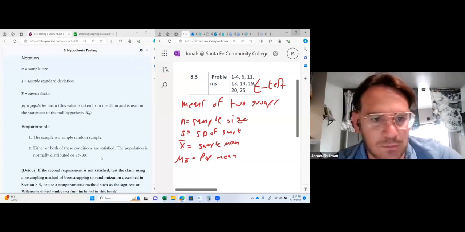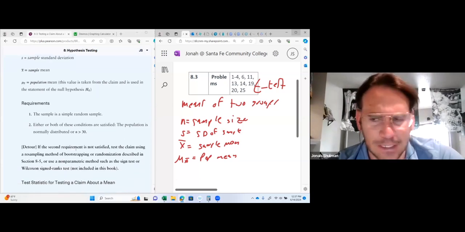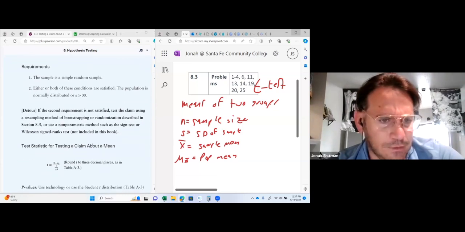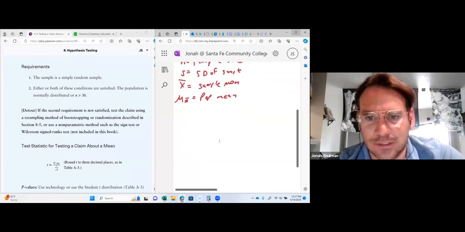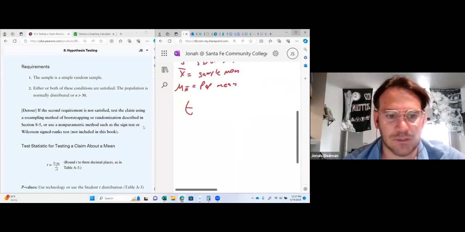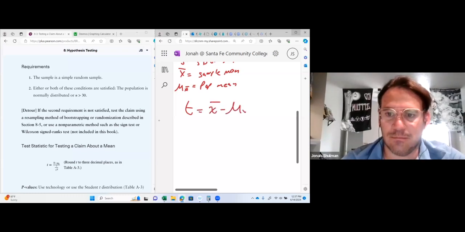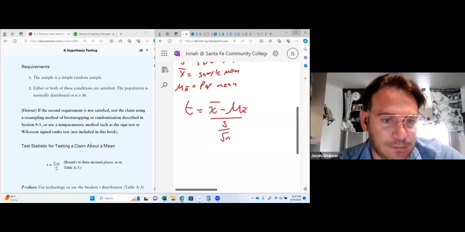As long as we've got over 30 people and it's a simple random sample, and we're not going to do this bootstrapping stuff. So here's our t-statistic. Done this a million times, but a lot of times this has the other mean here. That's very common, but this is fine. I do not mind one bit for this. It's a pretty standard formula.